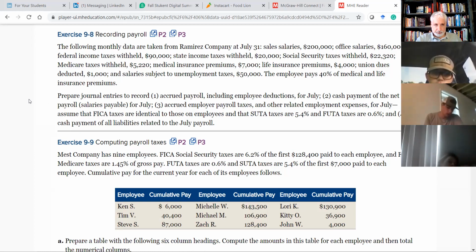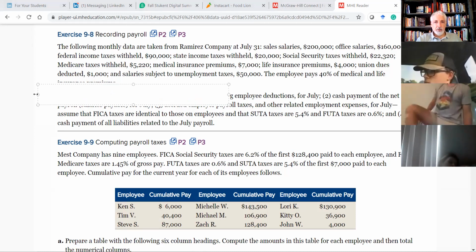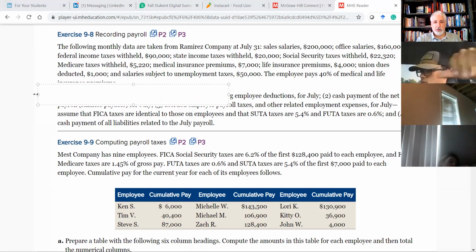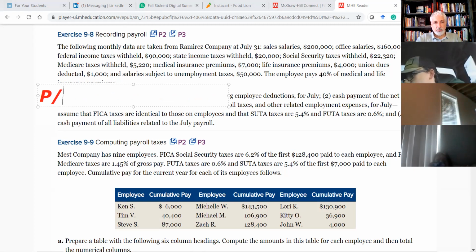So what goes into this? We'll go through the journal entry, and we'll start by putting in the gross expense associated with payroll. So we've got a payroll expense. Could be wage expense, it could be salary expense, but some kind of expense going in the door. What do we have in totals? We have sales salaries and office salaries. We have $360,000.